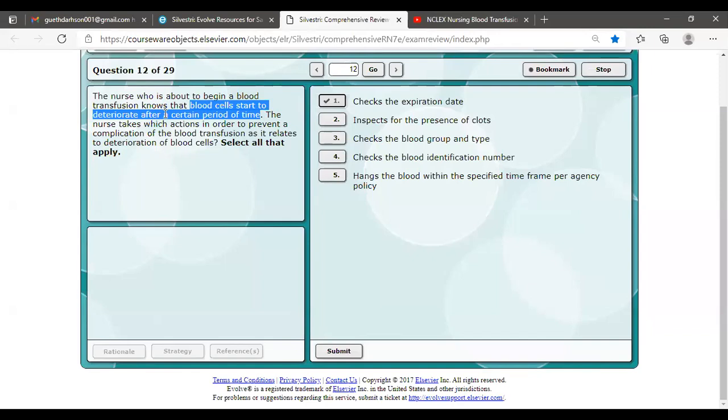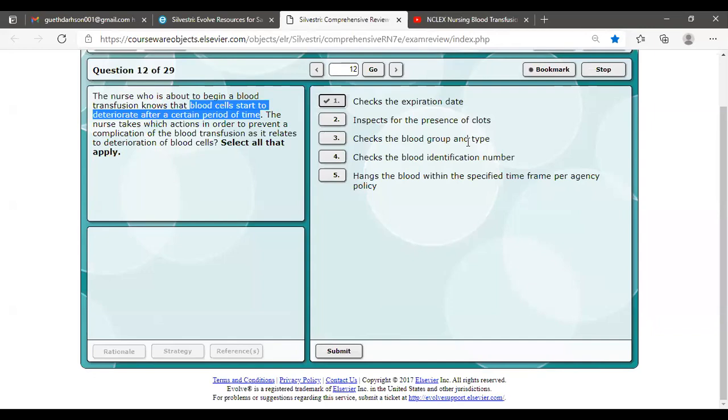I mean, the cell lifespan, not related to this. Check the blood group and type. We must do this. Check the blood type, blood group, and also cross-matching.